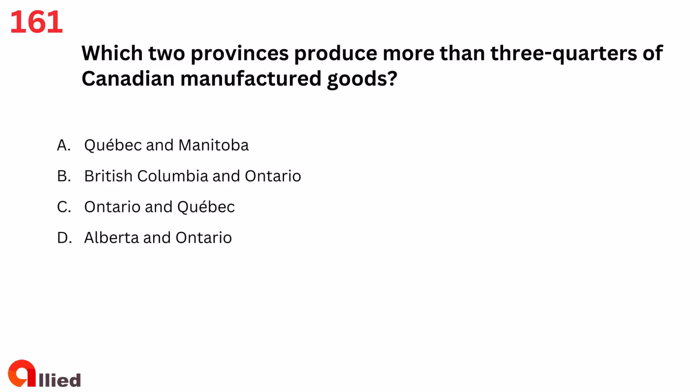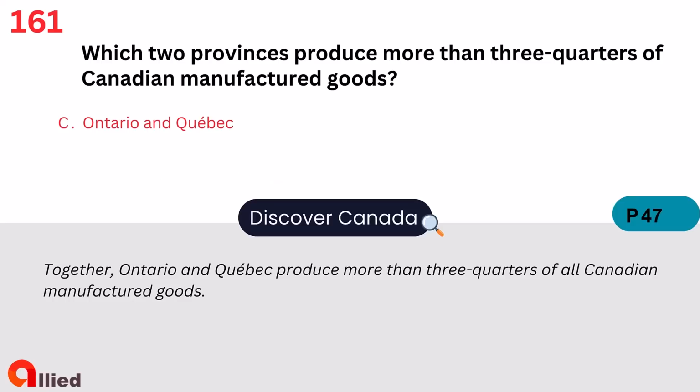Question 161. Which two provinces produce more than 3/4 of Canadian manufactured goods? A. Quebec and Manitoba. B. British Columbia and Ontario. C. Ontario and Quebec. D. Alberta and Ontario. The answer is C. Ontario and Quebec.